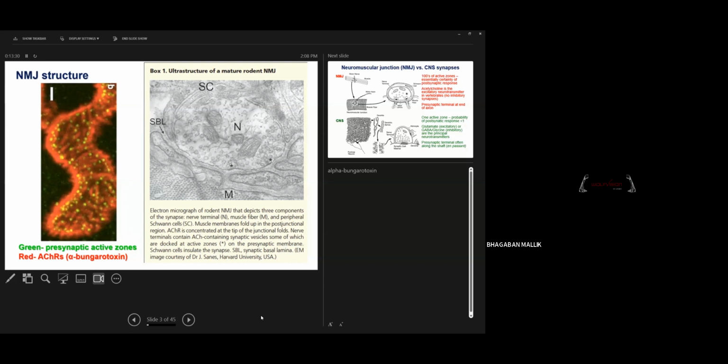And here, again, this is the EM image of a neuromuscular junction showing the presynaptic cell. This is the postsynaptic cell. That is what is shown here, how the neuromuscular junction looks. And the electron dense structure that you are seeing, the star, these are the active zones, okay, where the vesicles fuse and release their content to the synaptic cleft.